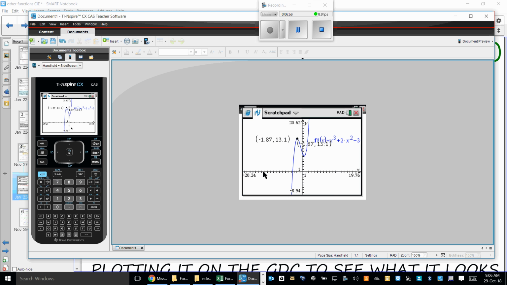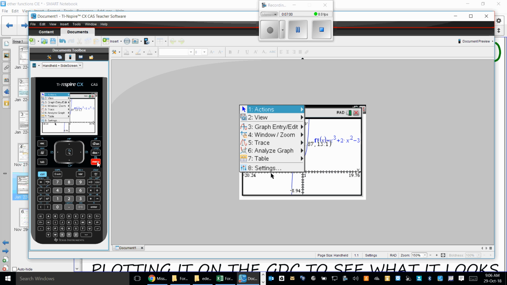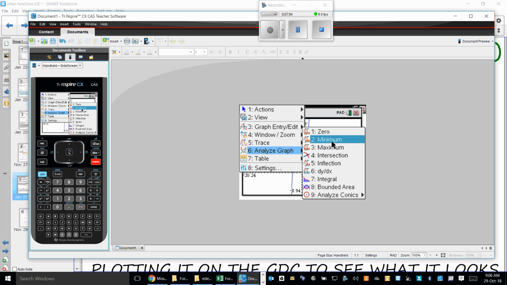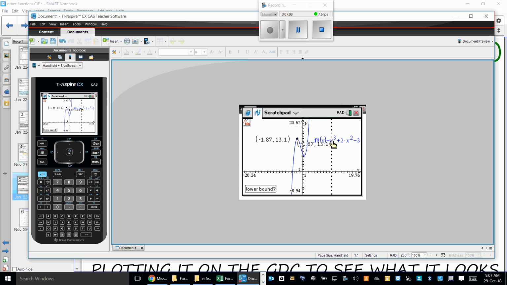All right, now if you want to find the minimum point, I'll come and look in a second. If you want to find the minimum point, you do a similar thing, but this time we're going for minimum. Again, it'll ask you for the lower bound. So I can see that my minimum point's here, so I'm going to go a little bit to the left of it, and then a little bit to the right of it, and then it tells me my minimum point is at 0.535, 6.12. Okay, so that's how the calculator can help you find those points.